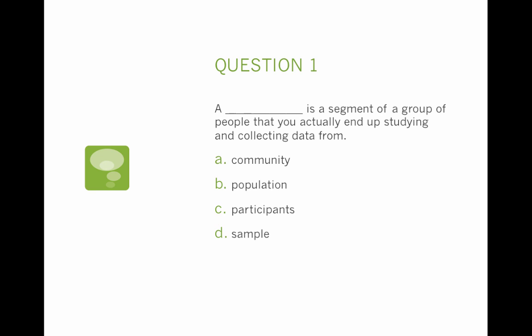Our participants, those are the people we actually end up studying. Those are the people or the cases that make up the sample. In a community, well, that's not really anything in statistics, that's probably just more of a variable. So a sample is a segment of a group of people that you actually end up studying and collecting data from.